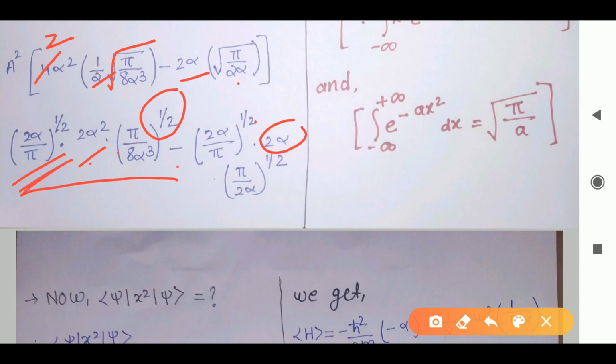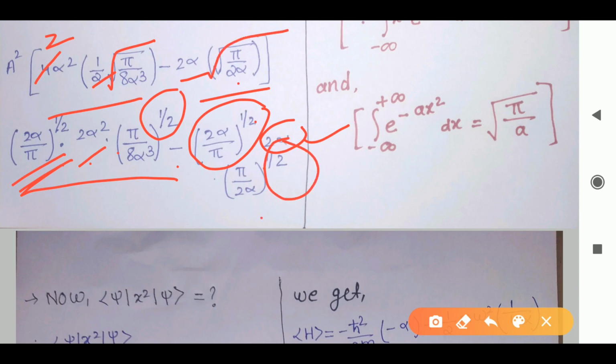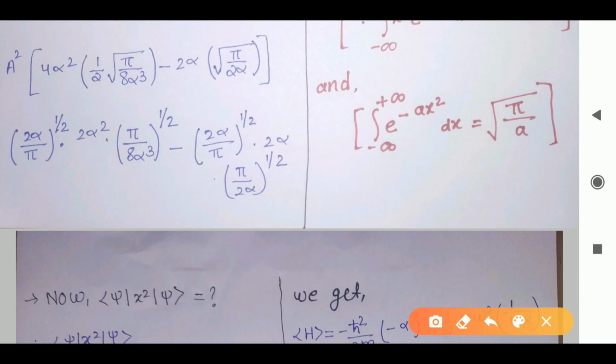So here also I need to write the a square value, because a square will be multiplied in both the terms. Okay, 2 alpha as it is here. Root over of pi upon 2 alpha, I can write pi upon 2 alpha raised to half. Instead of root I can write here half. So this we will get. Clear? Okay. Now we will solve this further.